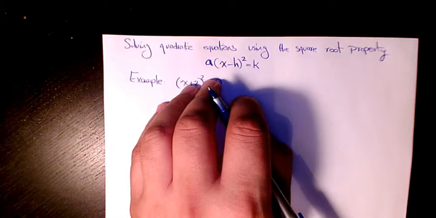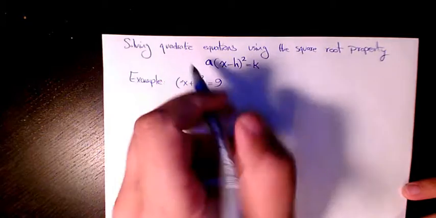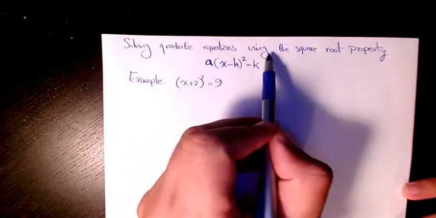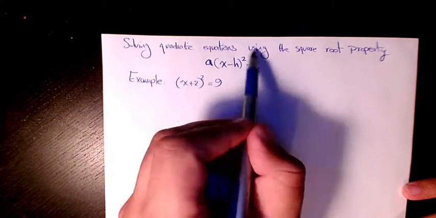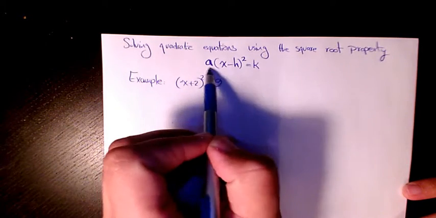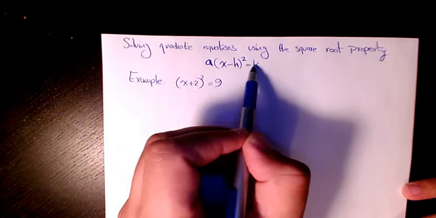Welcome to my channel. In this video I want to show you some more examples regarding solving quadratic equations using the square root property, which have this kind of format: a times (x minus h) to the power of 2 equals k.